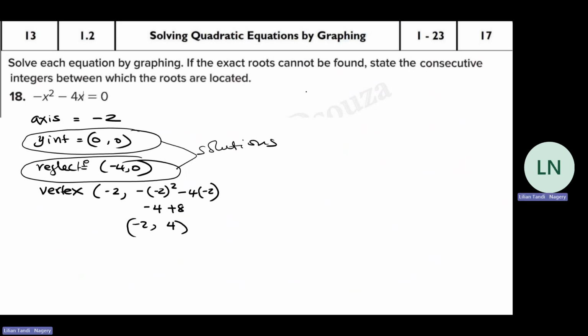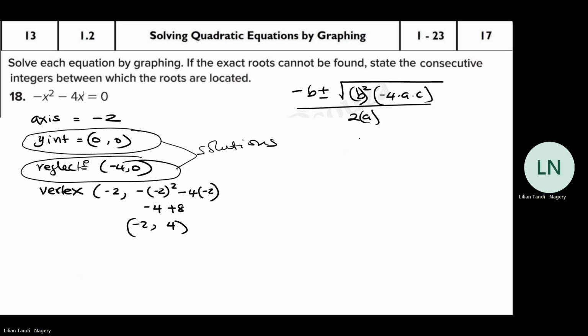Now I just did the quadratic formula to confirm that my work is correct. Always have more than one way. And here you should get negative 4 plus or minus the square root of negative 4 squared, minus 4 times negative 1 times negative 4.